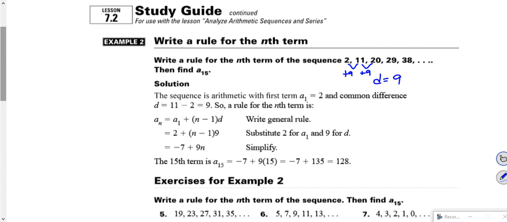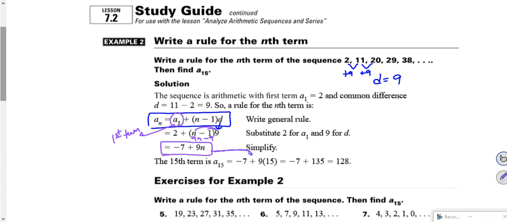Okay, then again, you are using this formula. This is the formula from the front side. Notice they put in a 9 for the D. Your first term, remember this is the first term, in the sequence was a 2. So 2 plus n minus 1 times 9. Again, this 9 has to be distributed. Okay, so this is 9n minus 9. Well, +2 and a -9 give you -7 plus 9n.